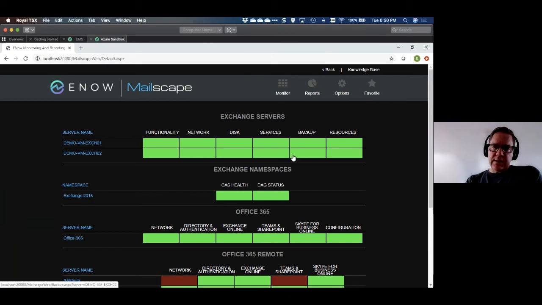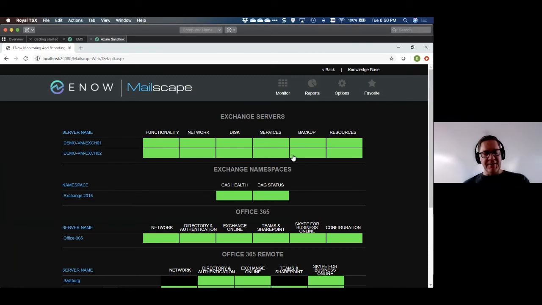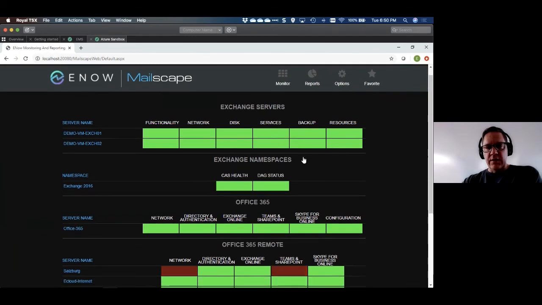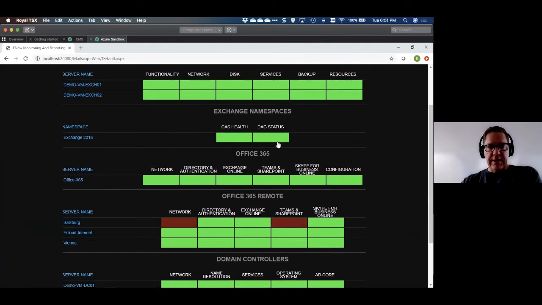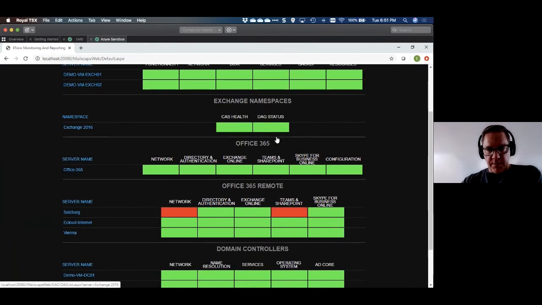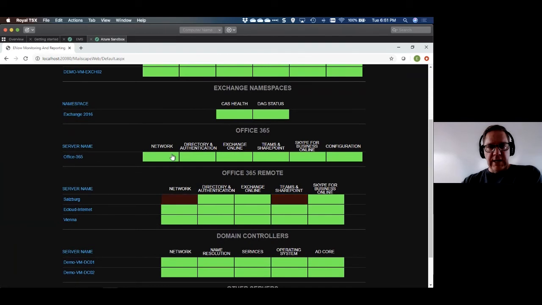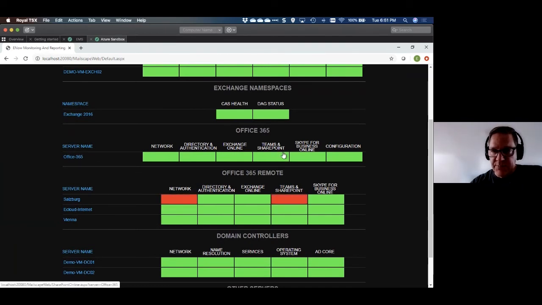So when you look at the platform here, the design language is super simple. Green is good, red is bad. We can quickly understand when we look at the dashboard here that we're monitoring some Exchange servers, everything's green, things look good. The DAG is up for my on-prem Exchange environment. From an Office 365 standpoint, my services look like everything is performing efficiently.